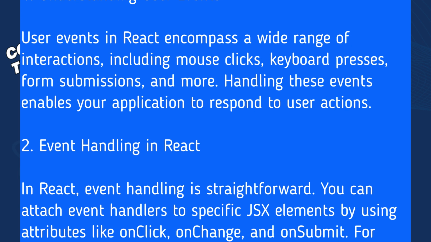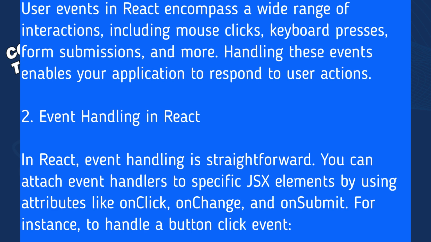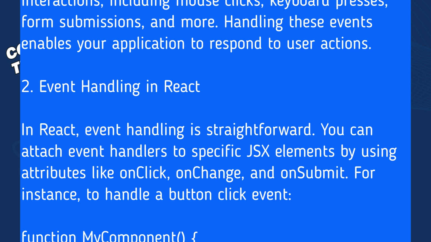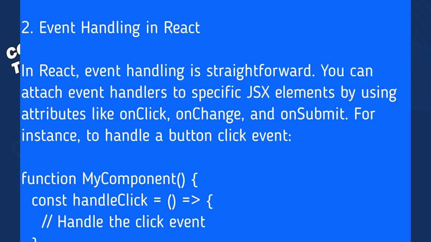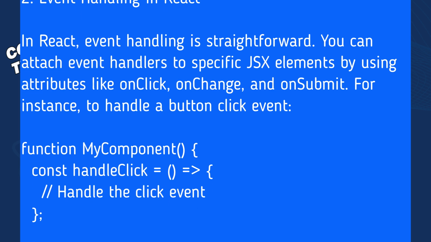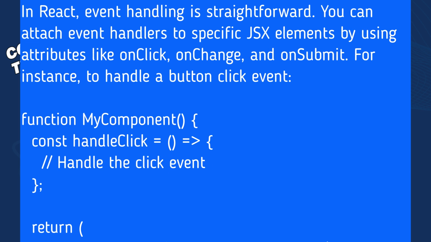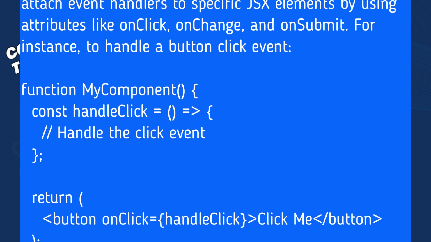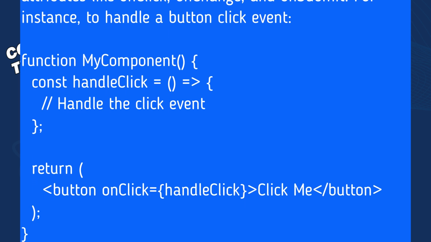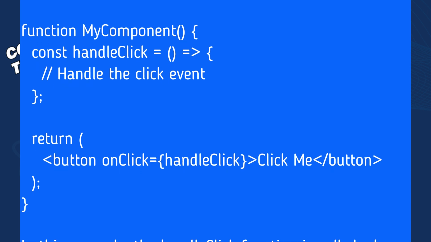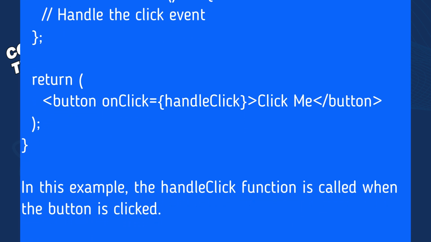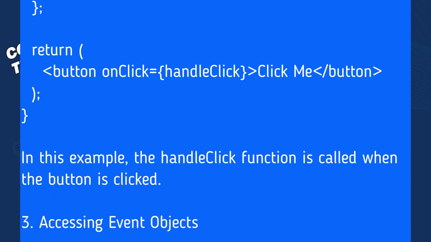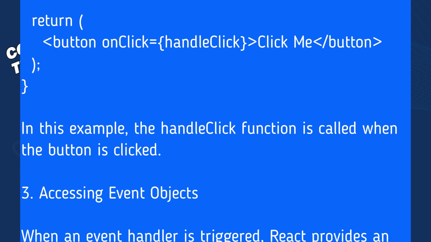2. Event handling in React. In React, event handling is straightforward. You can attach event handlers to specific JSX elements by using attributes like onClick, onChange, and onSubmit. For instance, to handle a button click event: function MyComponent, const handleClick = () => { // Handle the click event }, return <button onClick={handleClick}>Click me</button>. In this example, the handleClick function is called when the button is clicked.